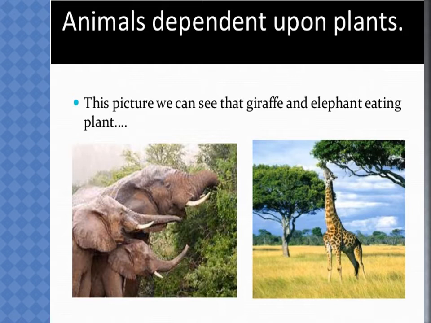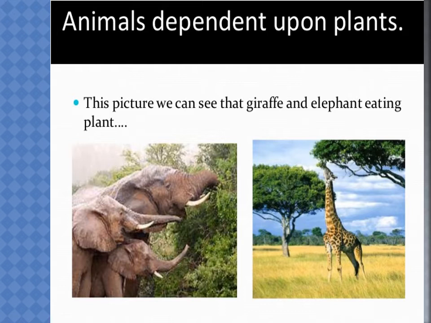Everybody see the picture. The animals depend upon the plants. See, elephant eating the plants. Giraffe eating the plants. Goat eating grass. Cow, buffalo, some animals directly eating plants. Okay, only eating plants for obtaining food, which is the source of energy.